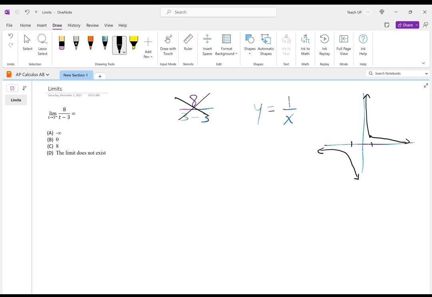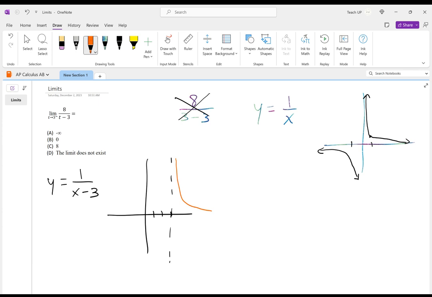And what happened to this basic function was that we had a horizontal translation of 3 units to the right. So what we did was we took that function and translated it 3 units to the right. So this here is the graph of y is equal to 1 over x minus 3. There's another transformation that happened here, and that was a multiplication by a factor of 8, and that's a horizontal compression.